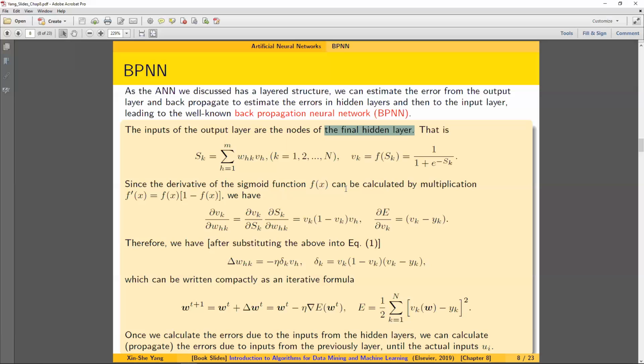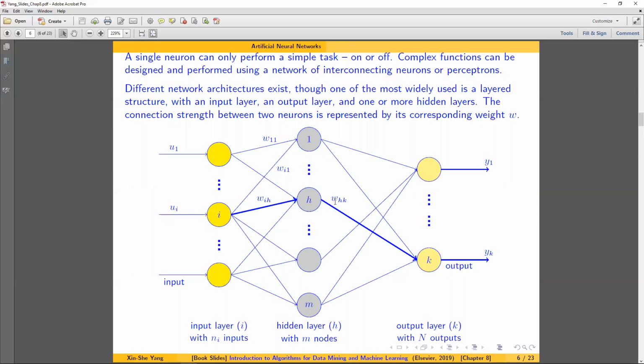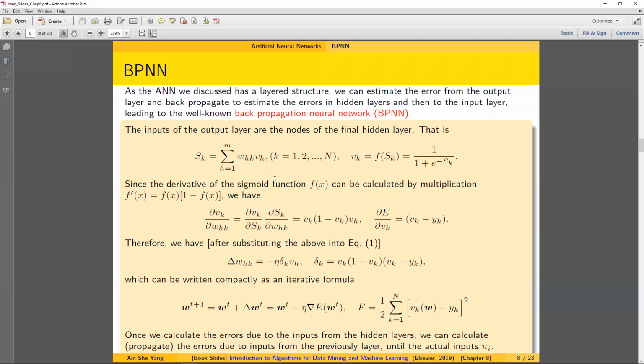Now, let's assume that the input of the output layer would be the nodes. It's not an assumption, it's really the case: the inputs of the output layer are the nodes of the final hidden layer. That is to say that the summation of VH times WHK would be my SK. So WHK times VH, summed over all of them, gives SK, not VK yet. You need the activation function on that summation to get my VK. So once you have the summation SK, you need the activation function F of SK so that you can get my VK.